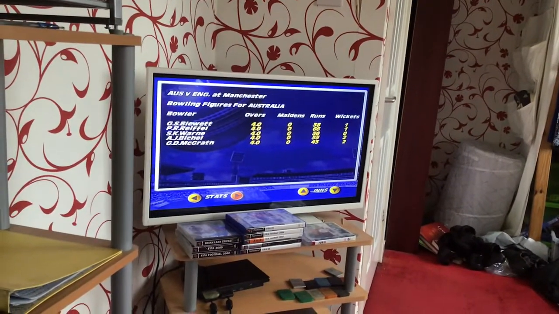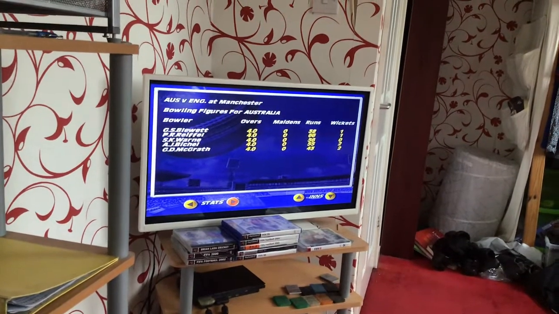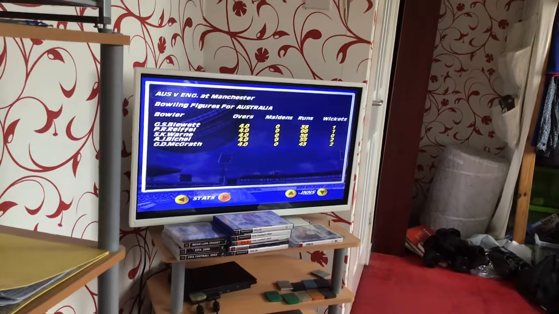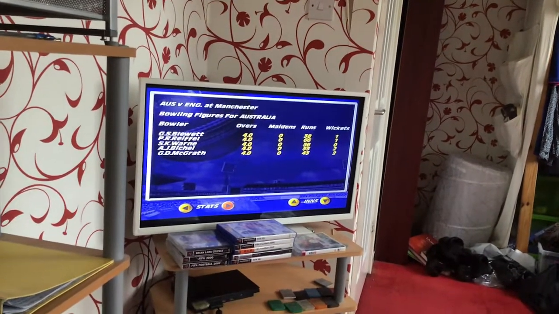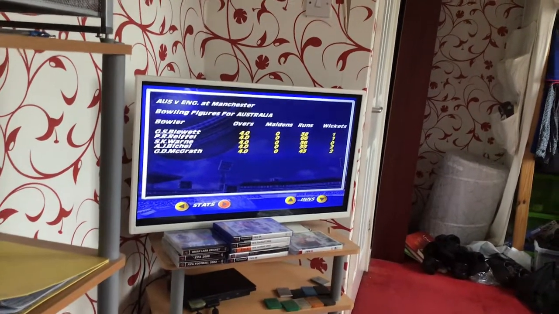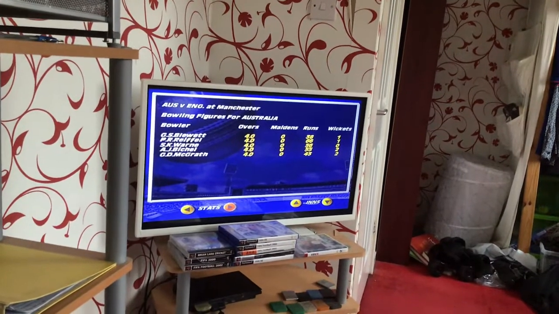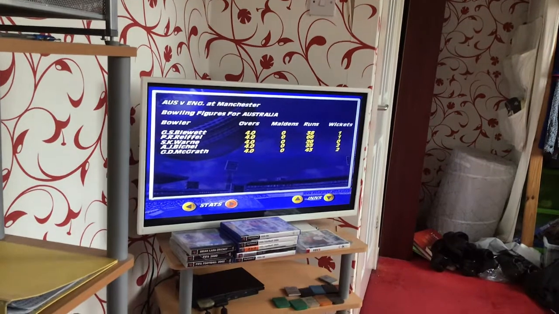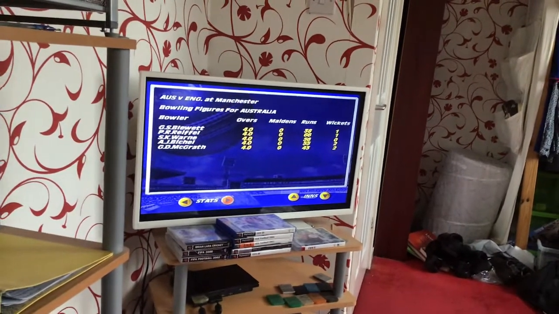38 for 1 for Ian Chappell. 66 for 1 for Jeff Thompson, very expensive. There doesn't seem to be too much consistency. Ashley Mallett, who got hit for 70 runs against Sri Lanka, hit for 56. 2 for 55 for Max Walker and 2 for 43 for Dennis Lillee, who bowled very steadily.